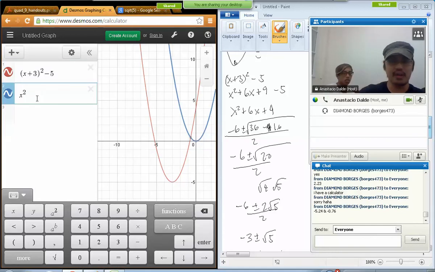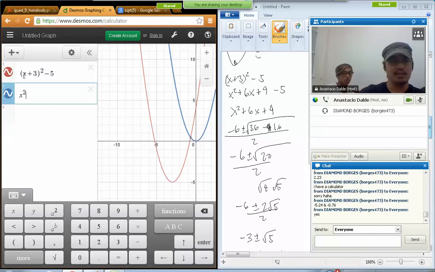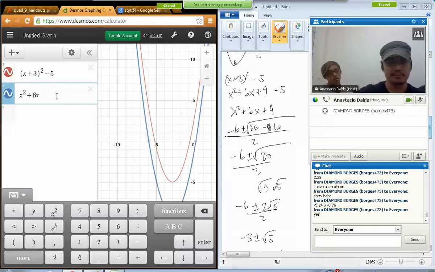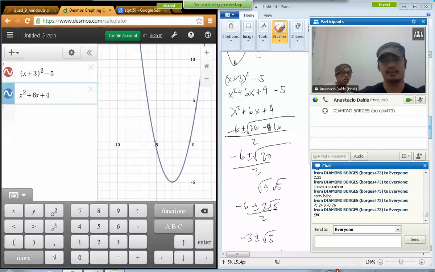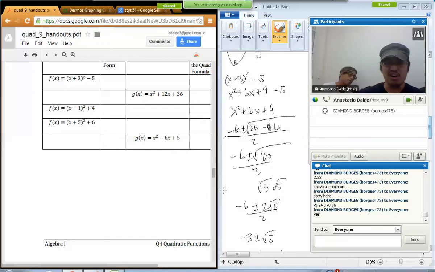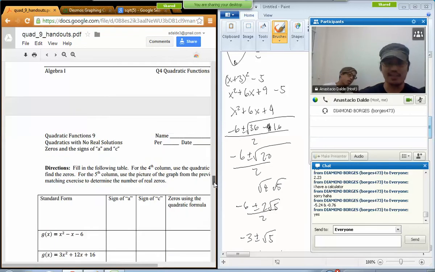And I argued with you and said that this vertex form is the same as this standard form, the x squared plus 6x plus 9. No, plus 4. Sorry. It's plus 9 minus 5, so plus 4. And look, it's the same graph. The red graph and the blue graph made a purple graph. We cool?